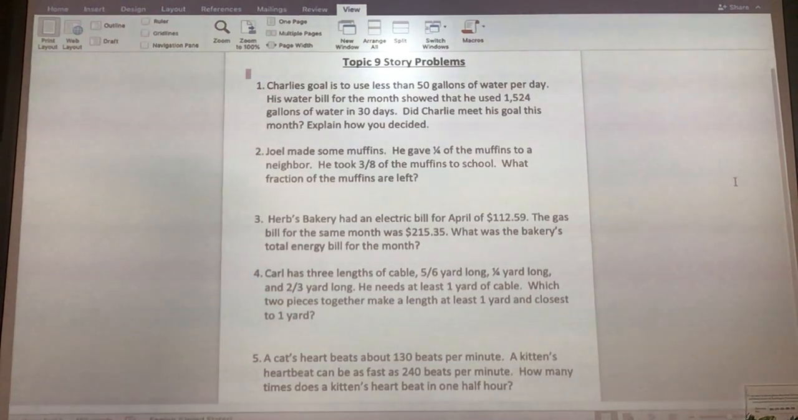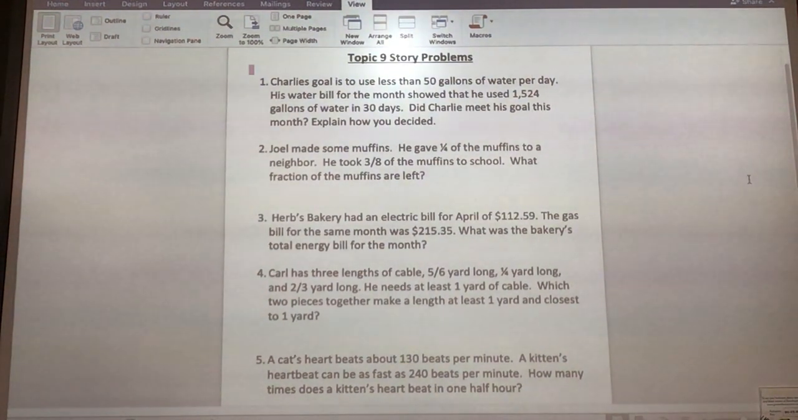Number 1. It says that Charlie's goal is to use less than 50 gallons of water per day. That's good. She's trying to reserve our resources and be friendly of our environment. That's a good goal. His water bill for the month showed that he used 1,524 gallons of water in 30 days. Did Charlie meet his goal this month? Explain how you decided. Okay, so Buck's method.